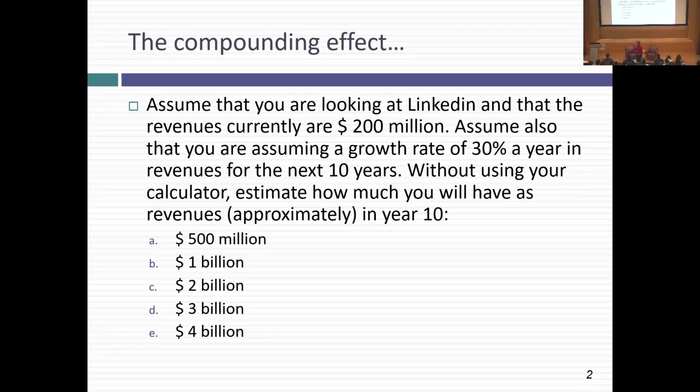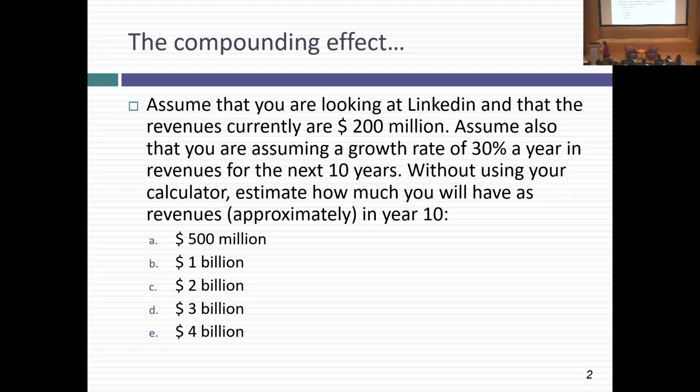I just want you to guess based on your frame of reference. How much do you think 200 million will become by year 10 if you put in 30% growth every year? So I'll go through the numbers. Just go with your gut. I'm not going to hold you accountable for it. So here are the choices. It'll be 500 million, 1 billion, 2 billion, 3 billion, 4 billion. Let's make a choice and then we'll actually do the calculation.